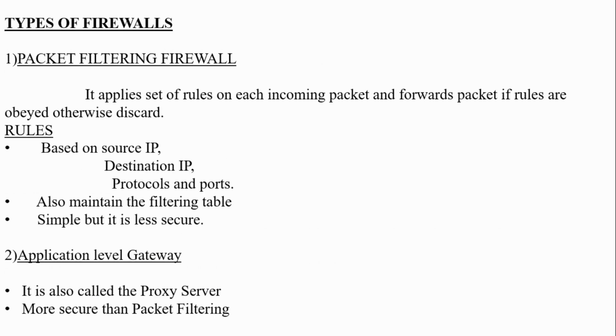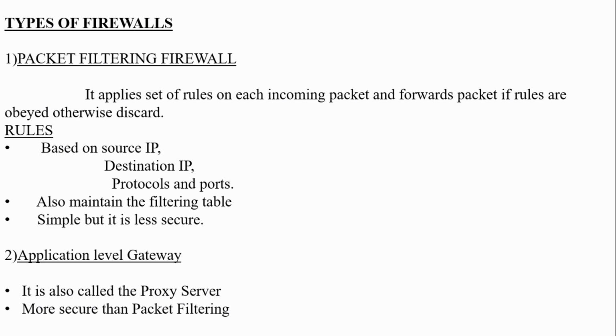First, the packet filtering firewall. It applies a set of rules on each incoming packet and forwards the packet if the rules are obeyed; otherwise it is discarded. The rules are based on source IP, destination IP, protocols, and ports. It also maintains a filtering table and is simple, but it is less secure.